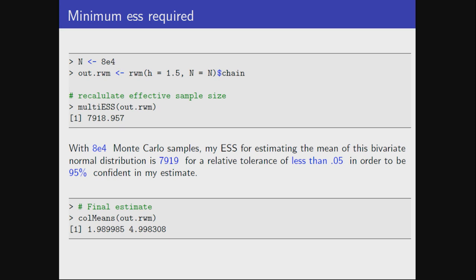And so you can conclude that with 80,000 Monte Carlo samples, my effective sample size for estimating the mean of this bivariate normal distribution is 7,900 for a relative tolerance of less than 0.05 in order to be 95% confident. This is, of course, a mouthful, but this is exactly what we write down in Stat 101 when we're trying to describe our results, right? And finally, I end with my estimates, which turn out to be 1.989 and 4.99 for my bivariate normal, which is 2 and 5, which is close.